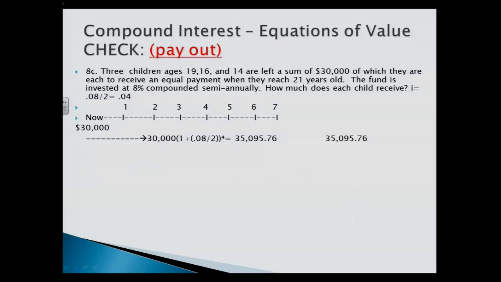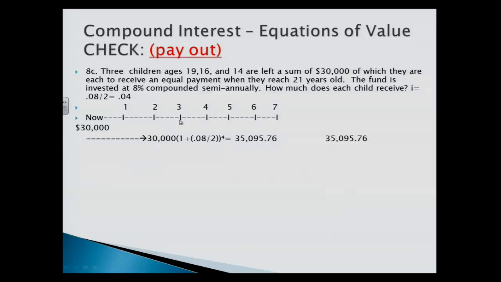Let's look at the payout to each child. Let's see if we end up with 0. Let's see if that previous slide was correct. So we have these 3 children. We have 30,000 now. We are going to find the future value of 30,000 at 2 years, when the first child, the 19-year-old, becomes 21. So a future value of the 30,000 is $35,095.76 at 2 years.